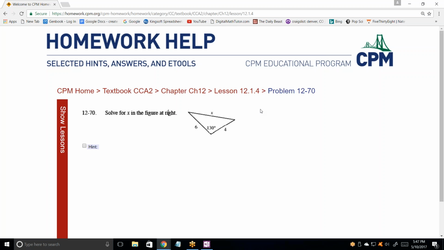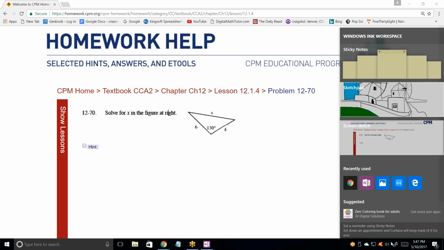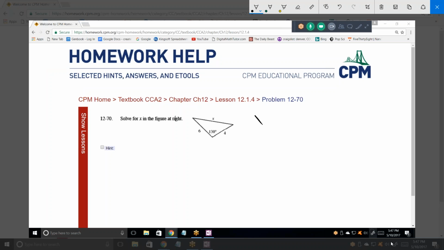Cosine. Okay. Tell me how, what is x equal to using the law of cosines? Let me make it easier. What's x squared equal to? 6 squared plus 4 squared minus 2 times 6 times 4 times cosine. That's the law of cosines. Of x. Not x, but the angle that's opposite x. 130 degrees.